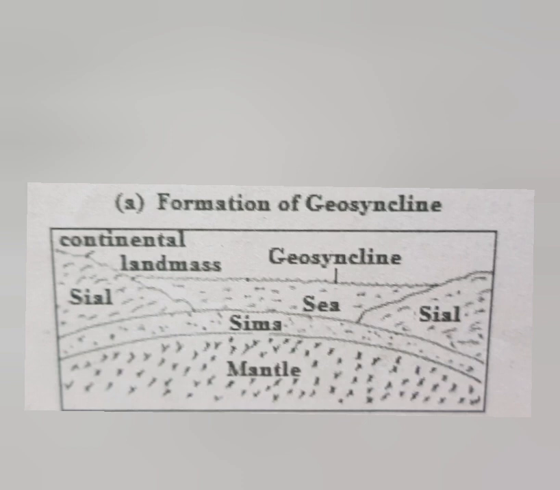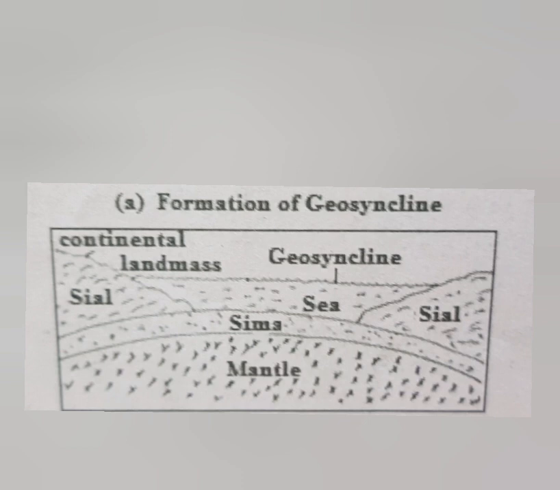At this point, we are going to draw a diagram on formation of geosyncline. We are going to show this diagram here. You can see the geosyncline. You can see there is the continental landmass, the Sima and mantle, and you can see the sea.